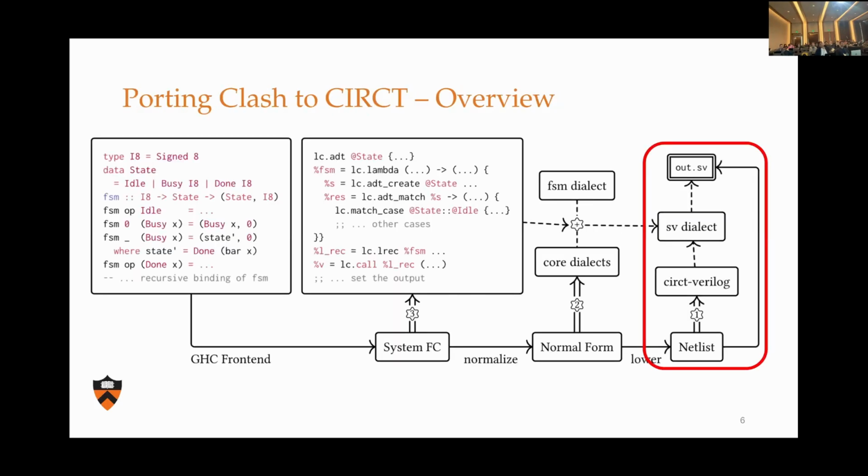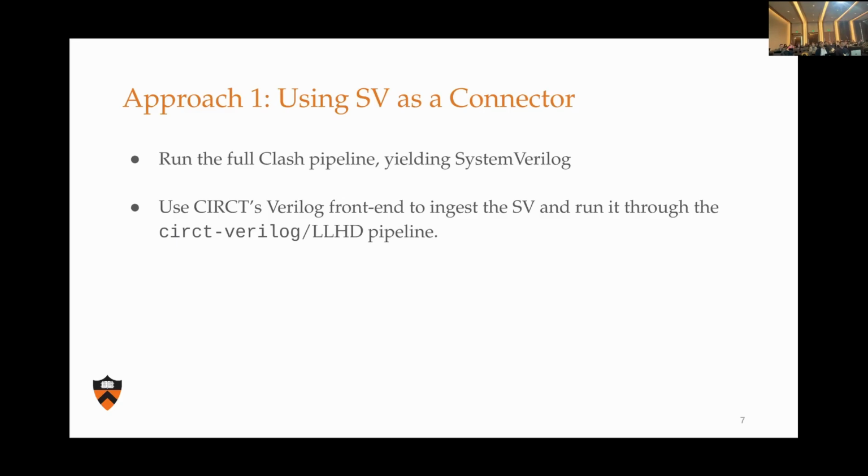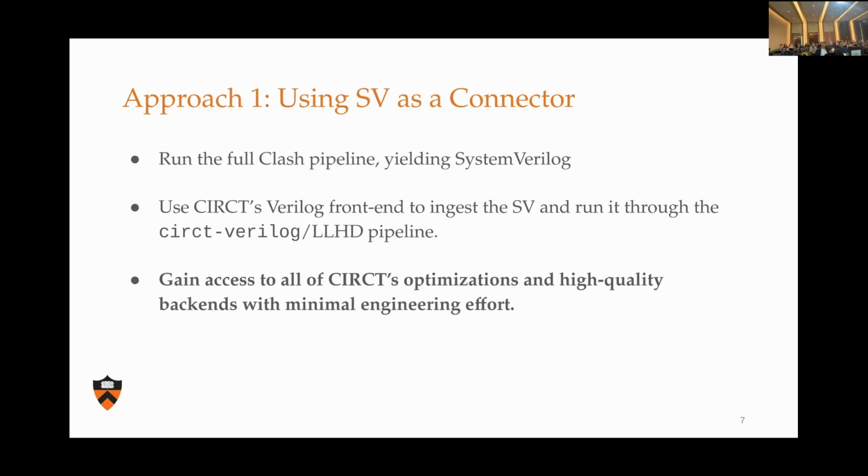So let's talk about this first approach for a second. The idea is to run the full Clash pipeline, which yields the SystemVerilog, and then to use Circuit's Verilog frontend, which is powered by the LHD pipeline. The main benefit of this is that there's absolutely no engineering effort, but it still allows us to use all of Circuit's optimizations and get their high-quality backends with very minimal effort.